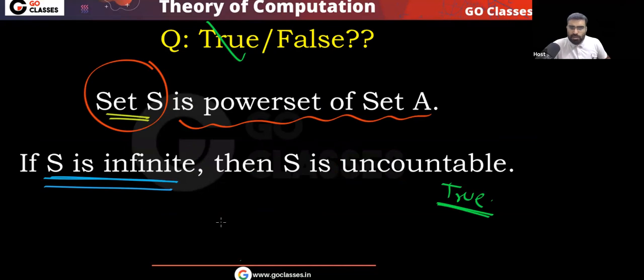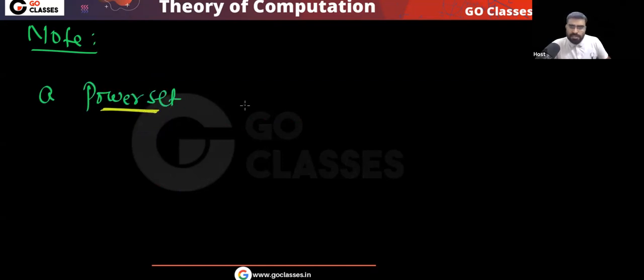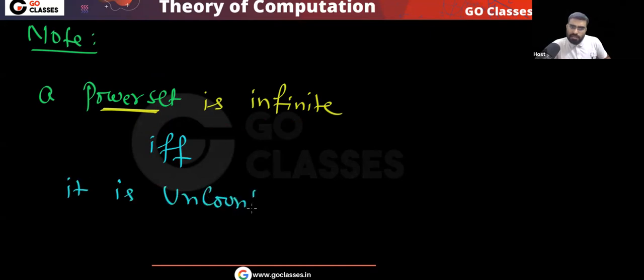See, something interesting you can notice: a power set is infinite if and only if it is uncountable. Did you notice? When will a power set be uncountable? Or I can say, when will a power set be infinite? A power set is infinite if and only if it is uncountable. Agree? Yes or no? Did you understand this?